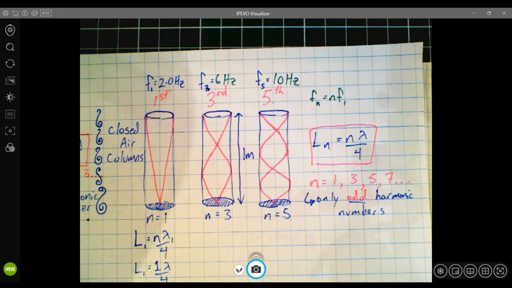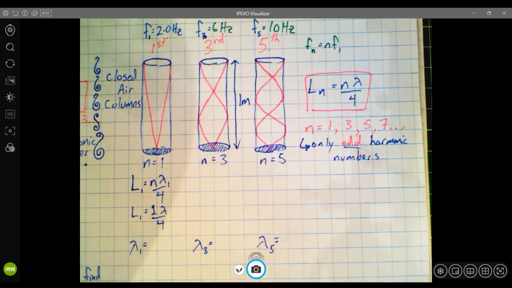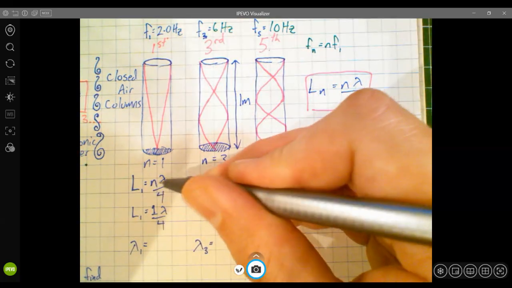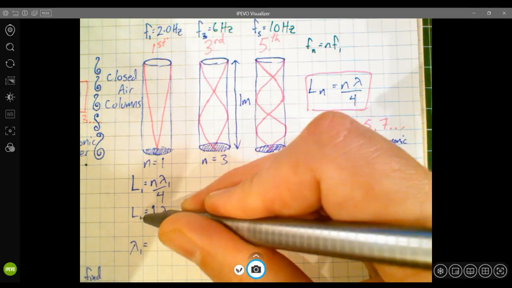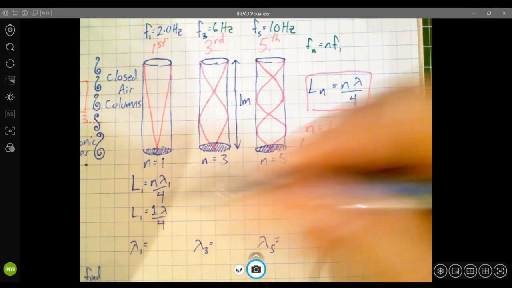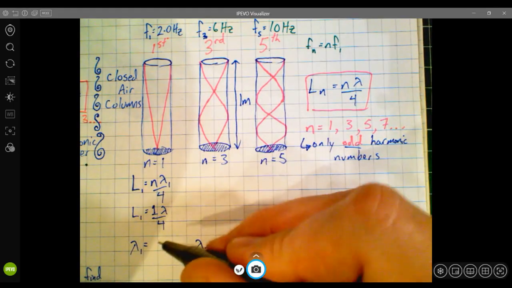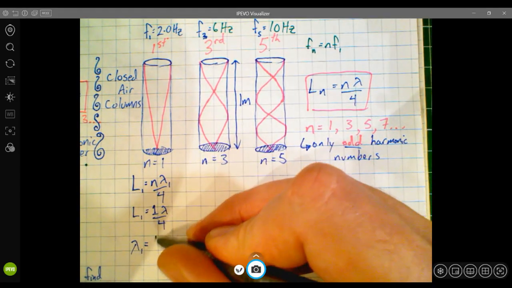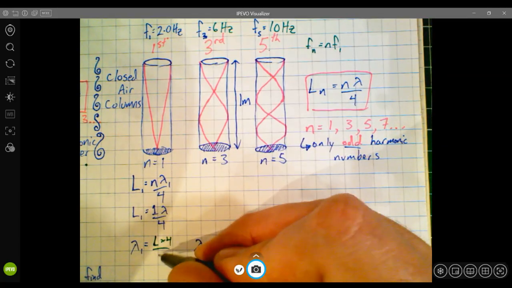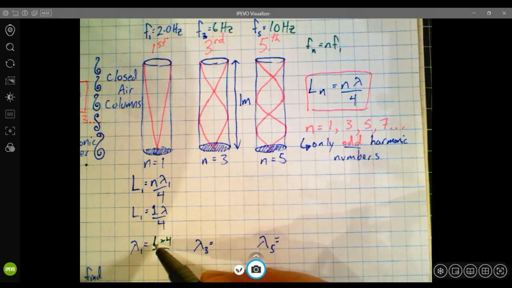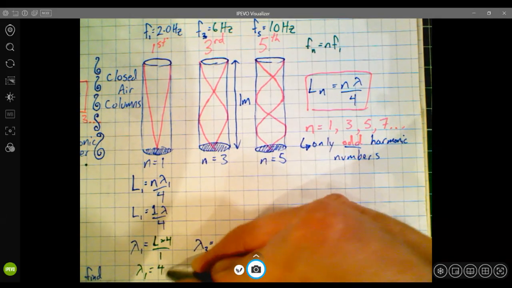Now, just a quick little thing down below here. Remember, looking at lengths, L is equal to n times lambda over 4. So if I say n is equal to 1, that would be L equals 1 lambda over 4. Earlier I said that the length of this tube is also 1 meter, just to make things nice and easy. So lambda would be equal to L times 4 over 1. 1 times 4 divided by 1. This wavelength 1 is equal to 4 meters.